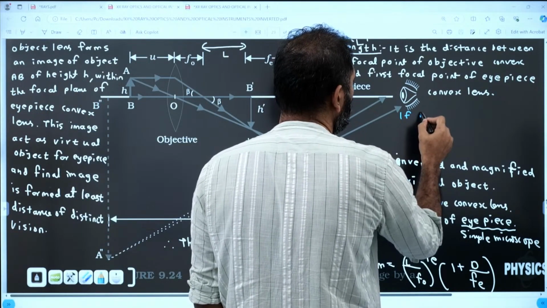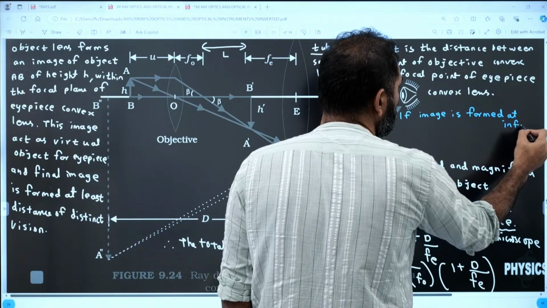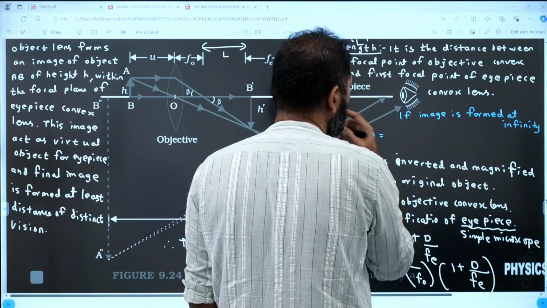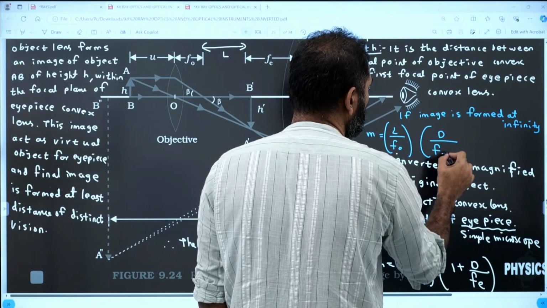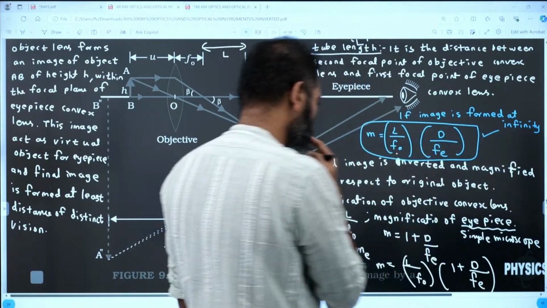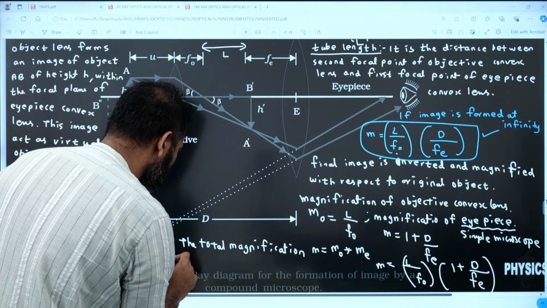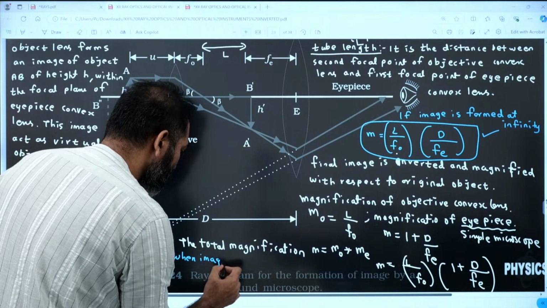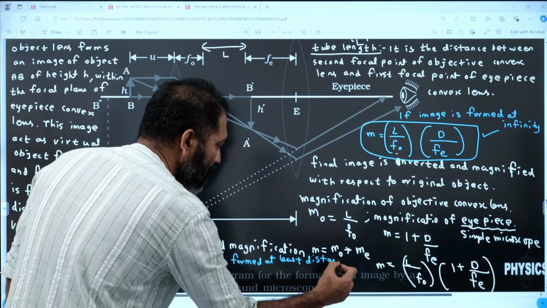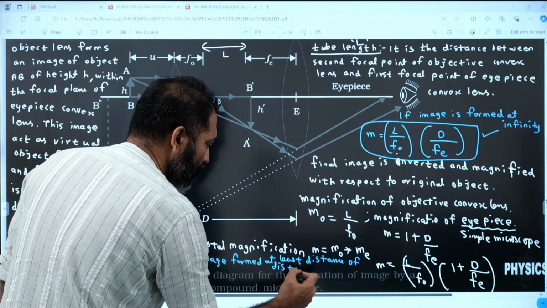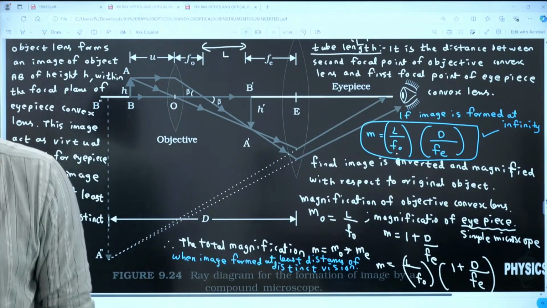If the image is formed at infinity, the formula for magnification will be m equal to L by FO into D by FE. That 1 plus is not required. The total magnification formula with 1 plus should be used when the image is formed at the least distance of distinct vision. Now this formula should be used when the image is formed at infinity. Any doubt?